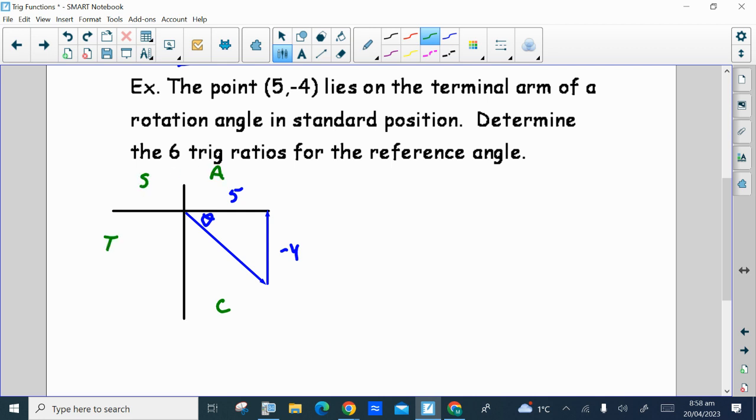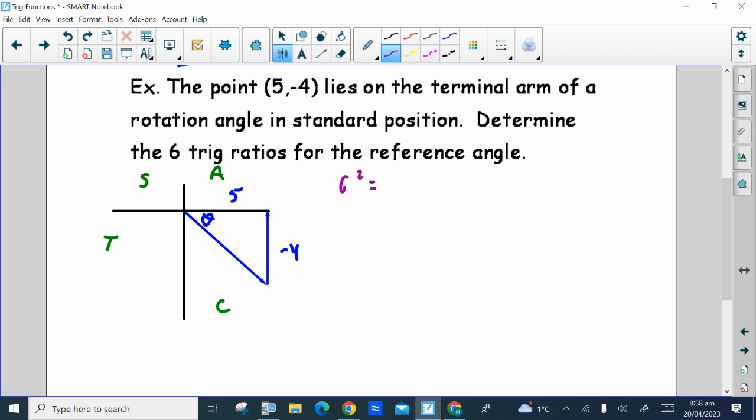Remember, that tells us which ratios are positive in which quadrants. In the 4th quadrant, cosine has to be positive. And then the reciprocal ratio, the secant, will be positive. Everything else will be negative, and we'll see that happen. Before we can do that, we need to find the length of the hypotenuse, which we'll just label as r.